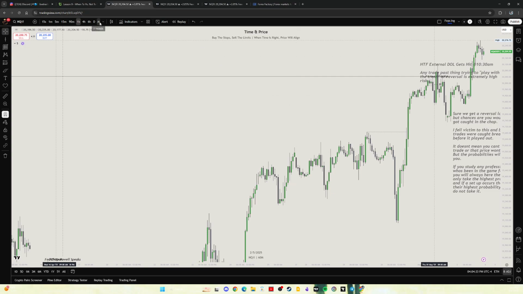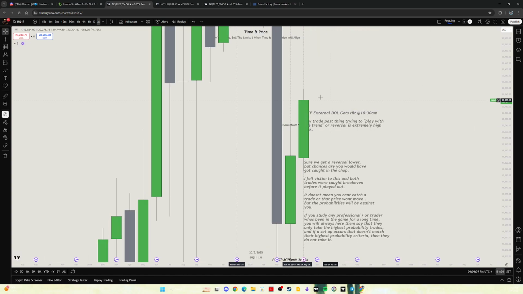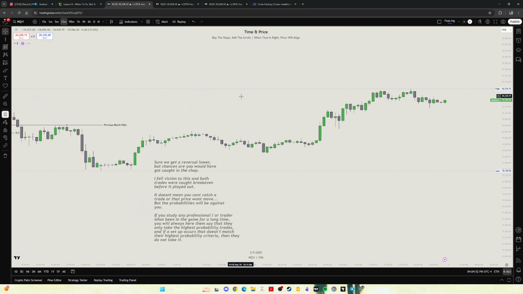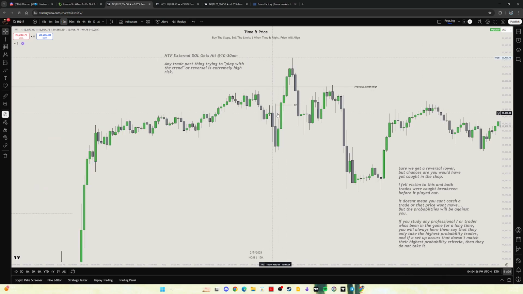The only other clear draw on liquidity would either be a higher time frame inbounds or another time-based high, which in this example was our previous month high. Our previous month high was also a monthly fair value gap, giving us a very clear draw on liquidity, higher time frame inbounds, previous month high. So that was our draw on liquidity going into this day, our higher time frame external draw on liquidity.